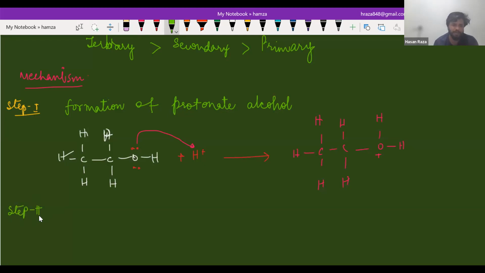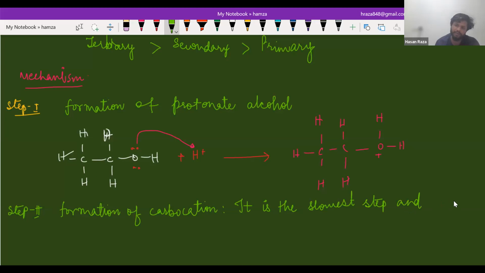In step 2, there will be formation of carbocation. The first step is the slowest step, and hence the step which is slow is the rate determining step. So first of all, you are going to write up to this, then I will explain.